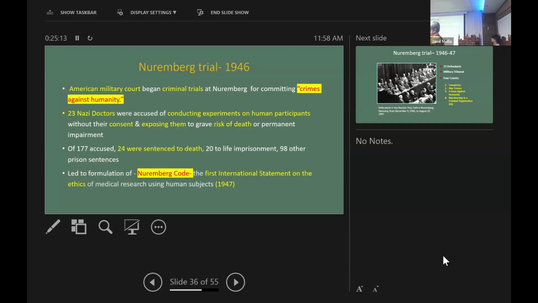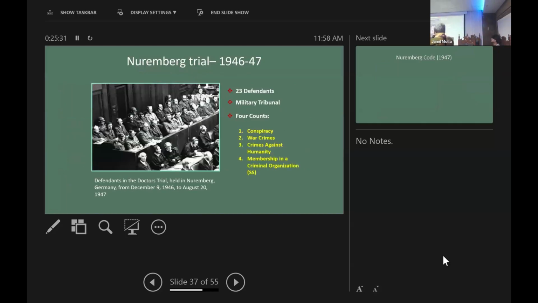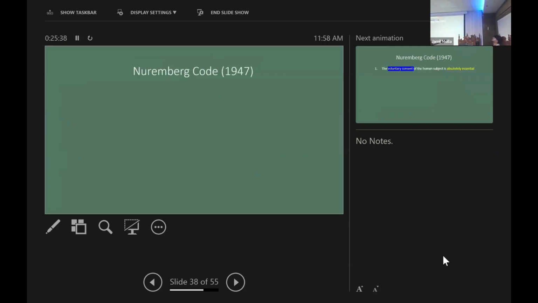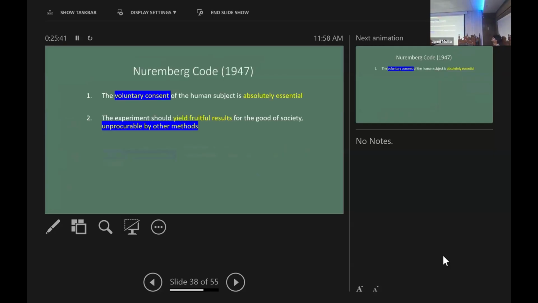That is the first written international statement on ethics. Some of the principles of this Nuremberg Code are true even today. The trial ultimately came up with these codes. Now come to the Nuremberg Code. Please note these are very important. Altogether, there are 10 codes. It was given in 1947, but they are true even today.